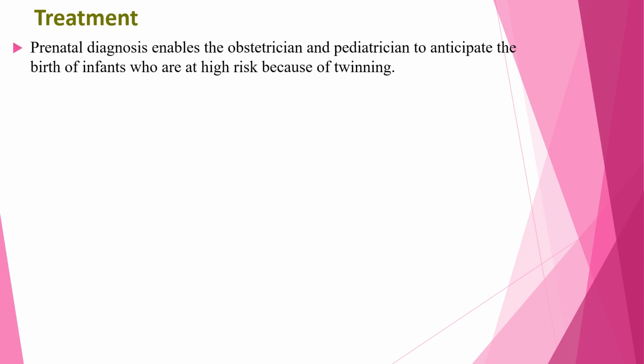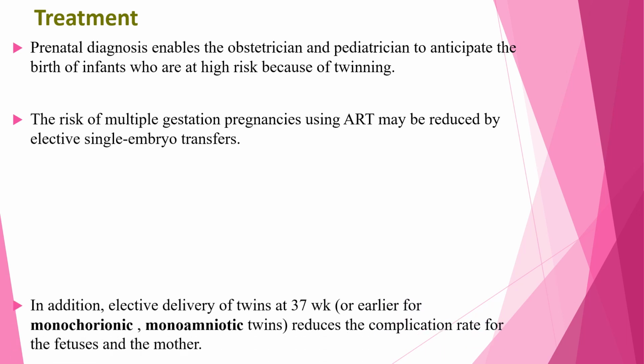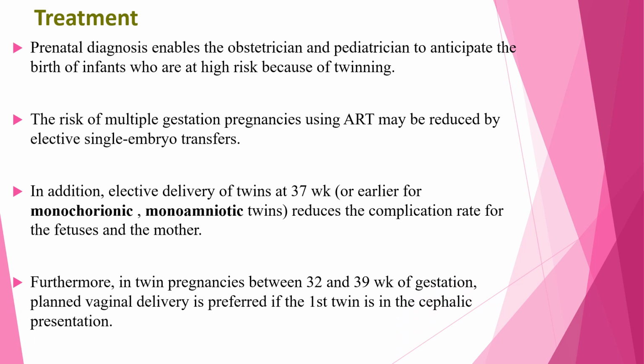When we talk about the treatment, perinatal diagnosis enables the obstetrician and the pediatrician to anticipate the birth of infants who are at high risk because of twinning. The risk of multiple gestation pregnancy using assisted reproductive technology might be reduced by elective single embryo transfers. In addition, elective delivery of twins at 37 weeks or earlier for monochorionic monoamniotic twins reduces the complication rate for the fetus and the mother. Furthermore, in twin pregnancies between 32 to 39 weeks of gestation, planned vaginal delivery is preferred if the first twin is in the cephalic presentation.